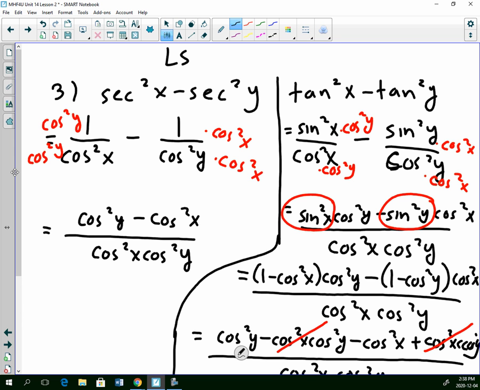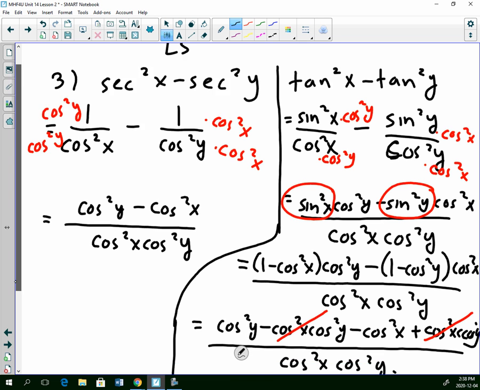So when I compare, I see the denominators are the same, but the numerators are different. How are they different? Well, the one on the right has sine in it, and the one on the left does not. So I want to get rid of that sine by changing it to something with cosine in it. And then once I do that, it kind of all falls into place.